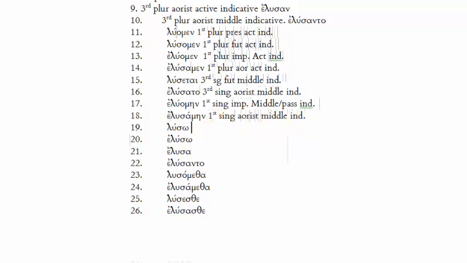Okay. All right, luso. Okay, that one should be pretty easy. That's simply your second principal part. Luo, luso, elusa, leluka, lelumai, eluthen. So it has to be what? Simply this. First singular.